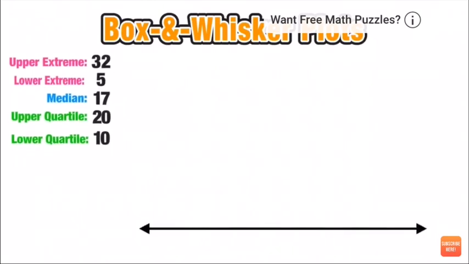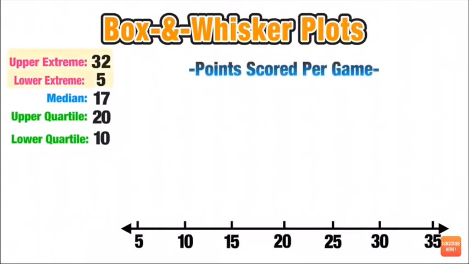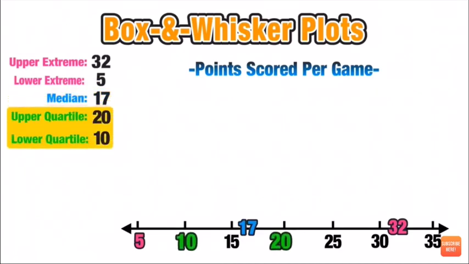So we're going to start with a number line that fits our data. And we have to mark where our upper and lower extremes are at 5 and 32, as well as our median value at 17 and the values of the upper and lower quartiles, in this example at 10 and 20. Now imagine taking these points and elevating them above the number line.